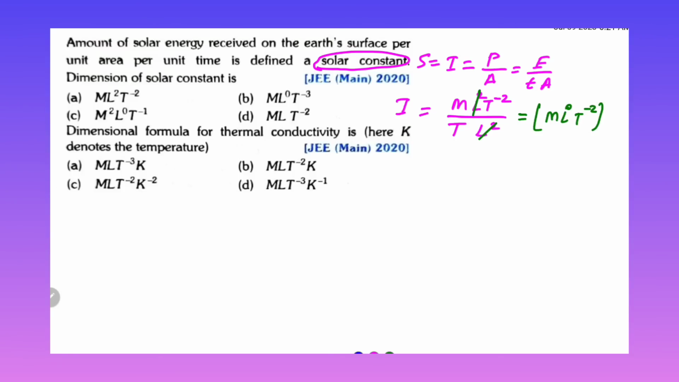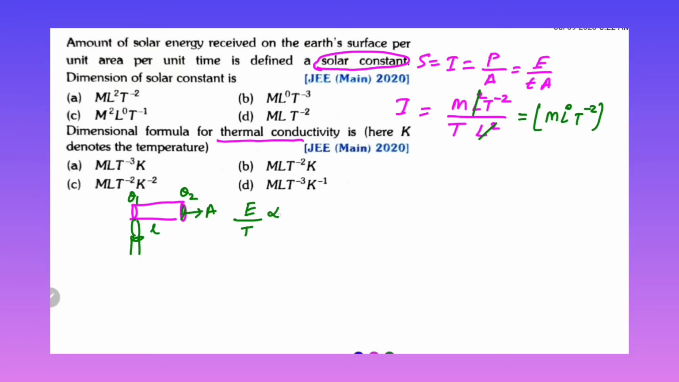Next you have to find out the dimensional formula for coefficient of thermal conductivity. The concept behind that is, if you take a rod and heat the rod from below, here let us take temperature as theta 1, here temperature as theta 2. Length of the rod is L and area of cross section is A. So quantity of heat energy divided by time.